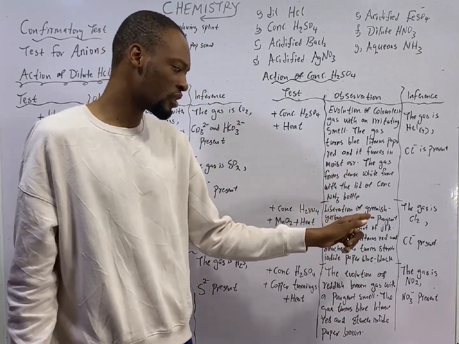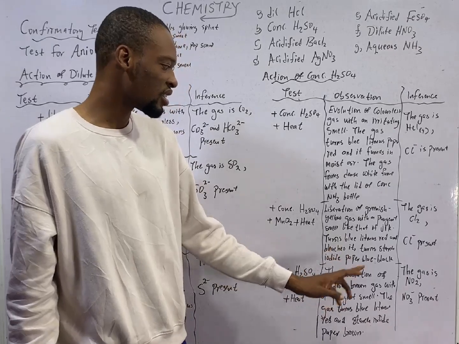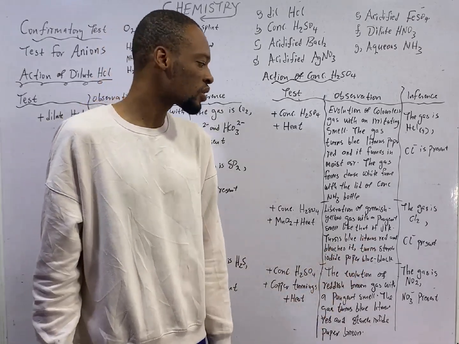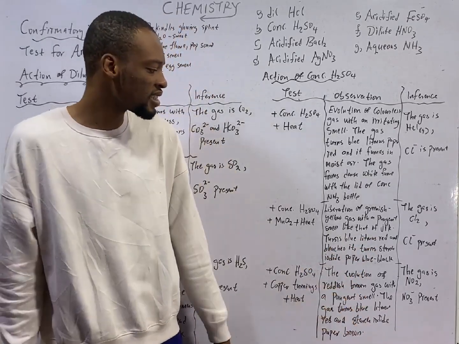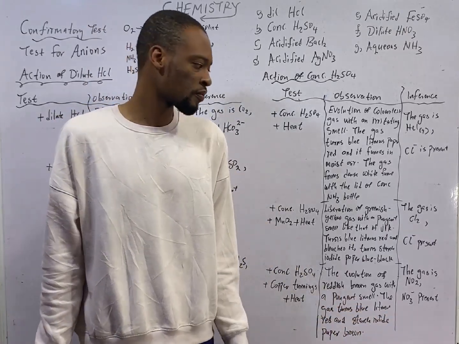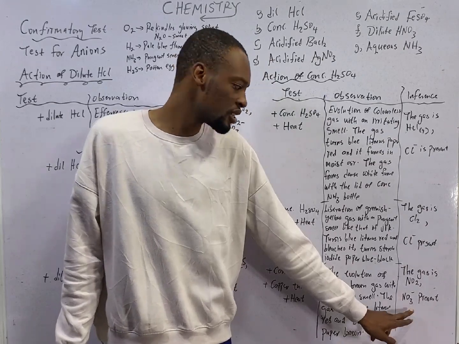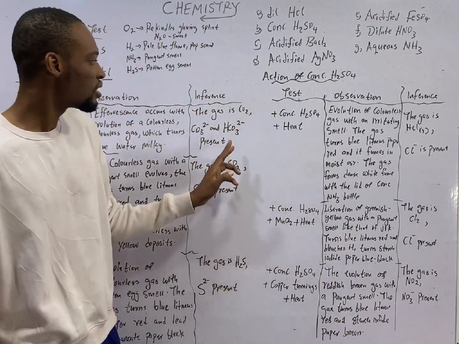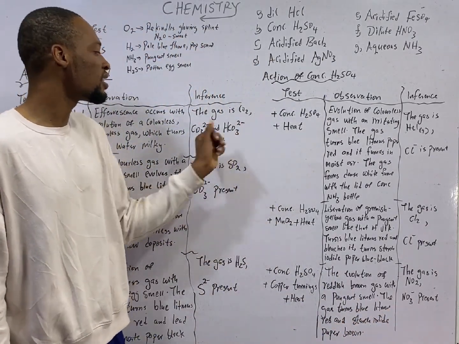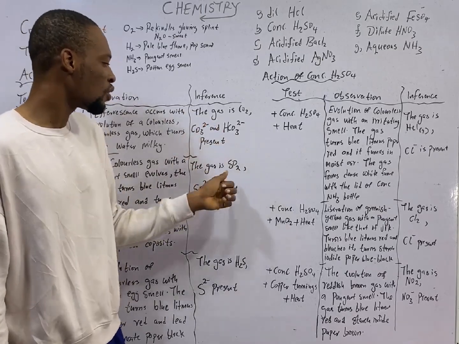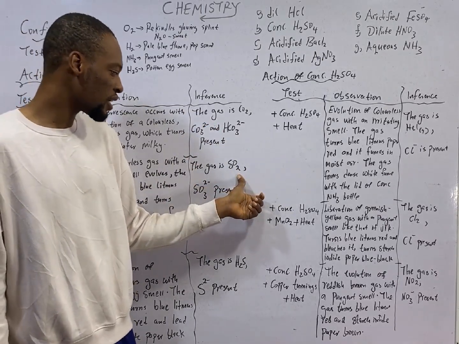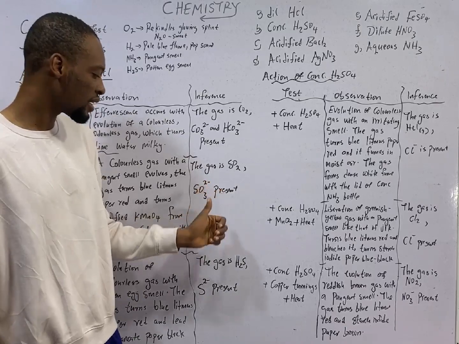Greenish yellow is chlorine gas, reddish brown is NO2, nitrogen(IV) oxide gas, and the ion present is NO3-. When you see NO2, the ion present will be NO3-. When you see CO2, ion present is CO3 2-. When you see SO2, ion present is SO3 2-.